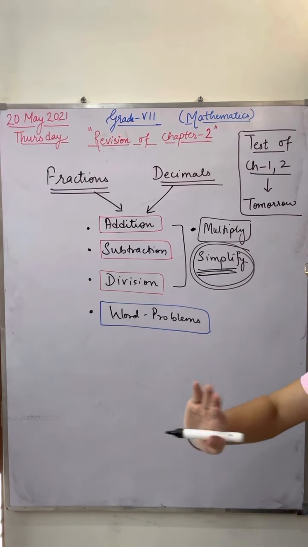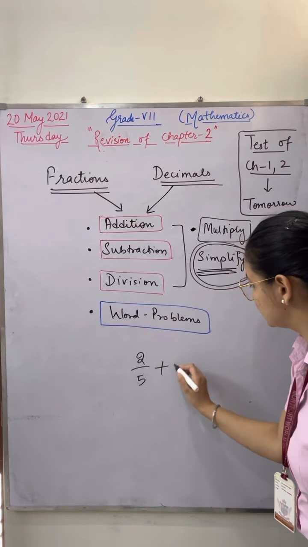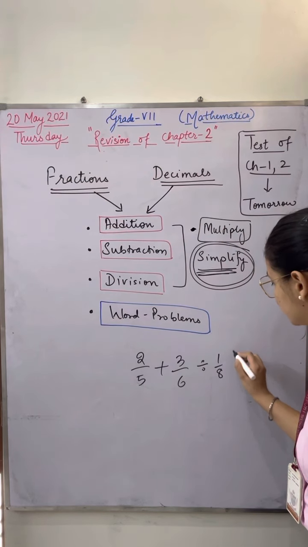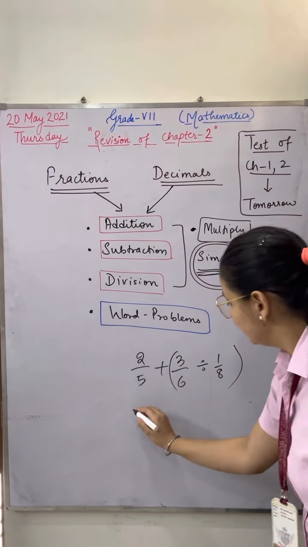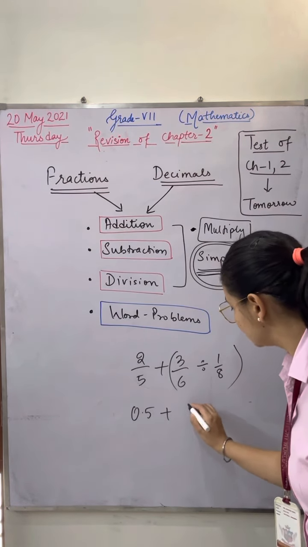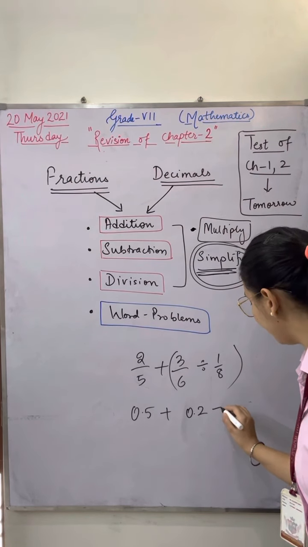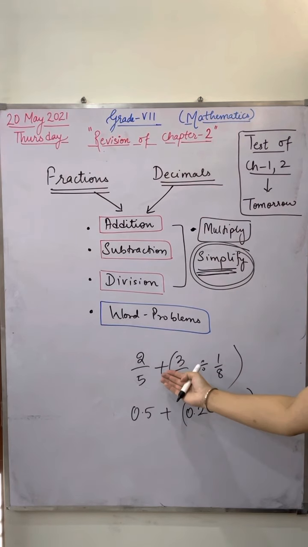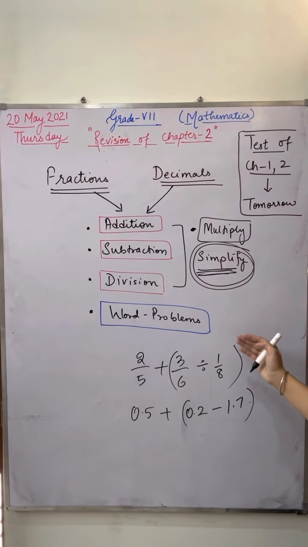Simplification means, suppose I have given a question 2 by 5 plus 3 by 6 minus or divide 1 by 8. This is a simplification. In the case of decimals, 0.5 plus 1 by 3, 0.2 minus 1.7. This is called simplification, where you are having addition, division, subtraction, and multiplication also. And you know how we can apply the operations.